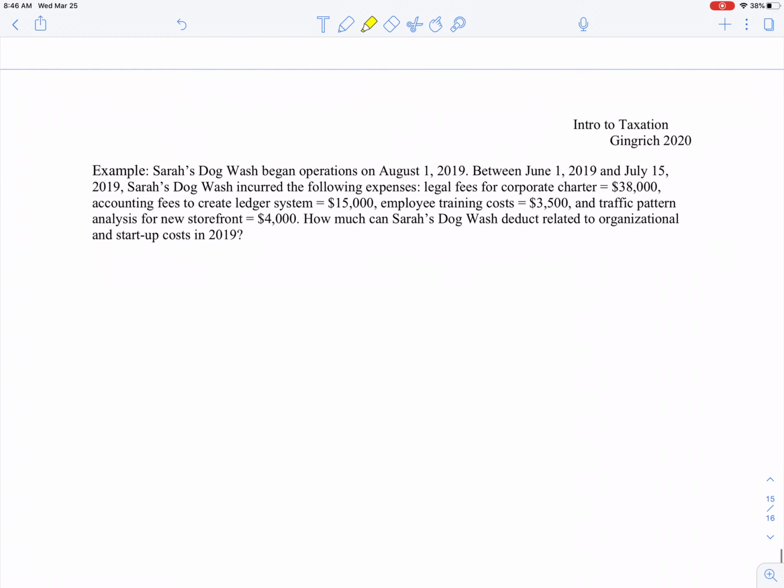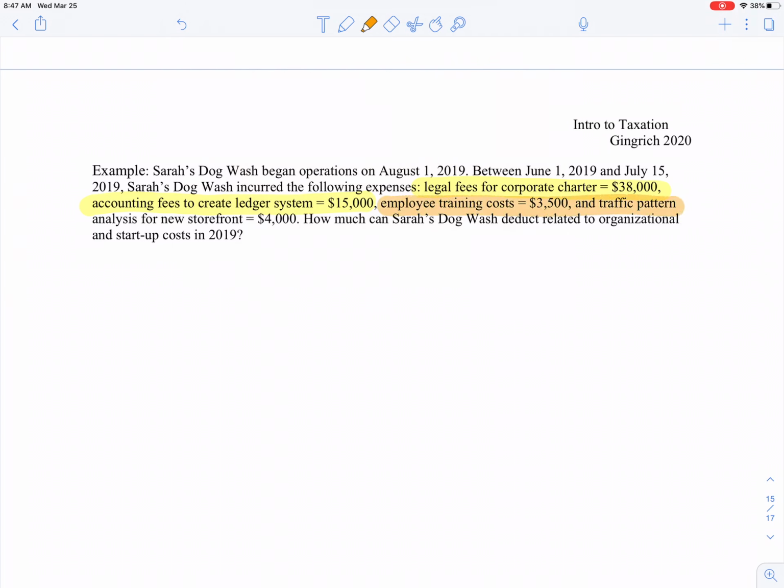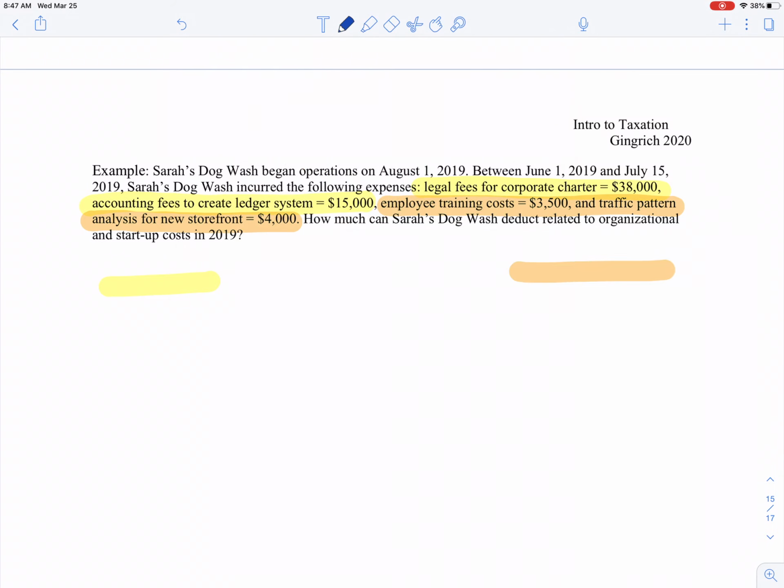We have Sarah's Dog Wash, which began operations on August 1st, 2019. Between June 1st and July 15th, Sarah's Dog Wash incurred the following expenses. She has legal fees for a corporate charter, $38,000. Accounting fees to create a ledger system, $15,000. Then we have employee training costs, $3,500, and traffic pattern analysis, $4,000. So as we've read through this problem, I separated out the organizational expenditures in yellow and the startup costs I did in orange.